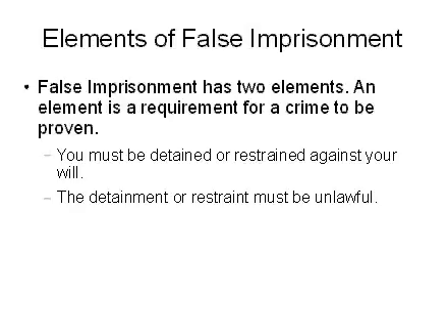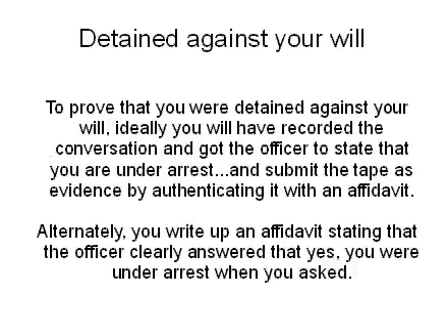The elements of false imprisonment. False imprisonment has two elements. An element is a requirement for a crime to be proven in a court of law. The first element that you must prove is that you were detained or restrained against your will. This is why you ask if you are under arrest. The second element is that the detainment or restraint must be unlawful. All you have to do to prove this is that all things required for the type of arrest you were under were not done.